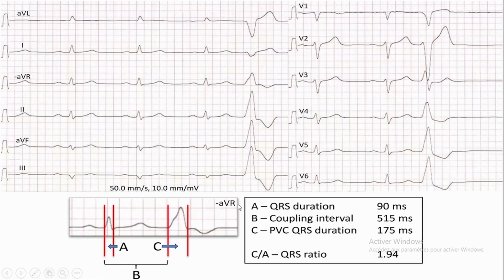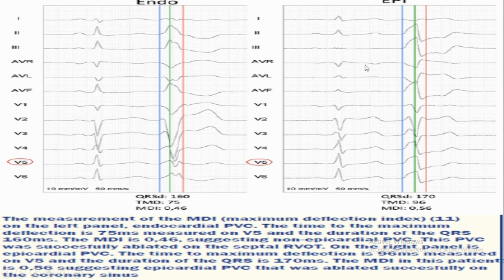This is how to calculate the coupling interval of the PVC, from the start of the normal QRS to the start of the PVC. This is how to recognize the epicardial origin of the PVC. We must calculate the maximum deflection index. It's equal to the time of the maximum deflection divided by the duration of the PVC. The cutoff is 0.55. In the right panel, the maximum deflection index is 0.56. So this is a PVC of epicardial origin.